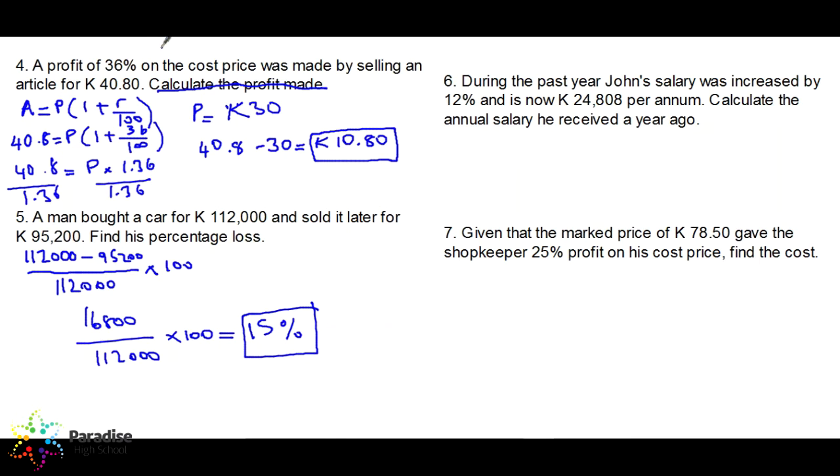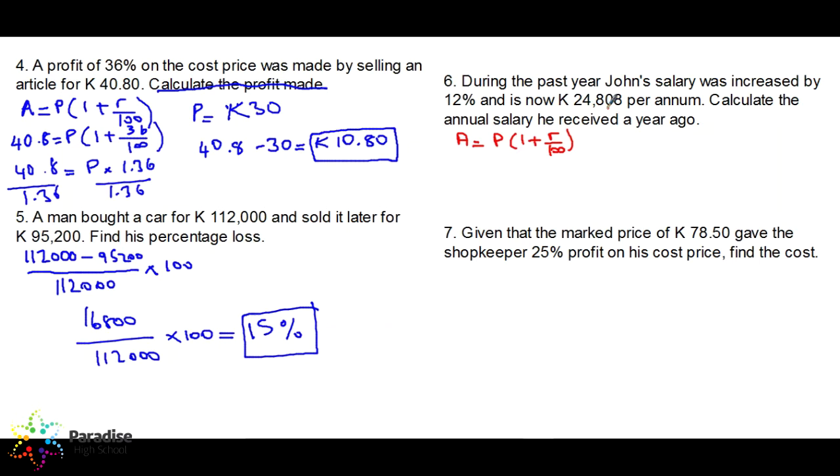Let's look at question number 6. But before that, let's change the color of our pen. During the past year, John's salary was increased by 12%. So our formula is, since we are talking about an increase, A is P times 1 plus R over 100. The new salary is now 24,808 per annum after the increase. Calculate the salary a year ago.